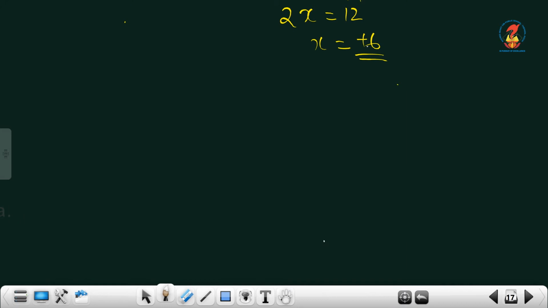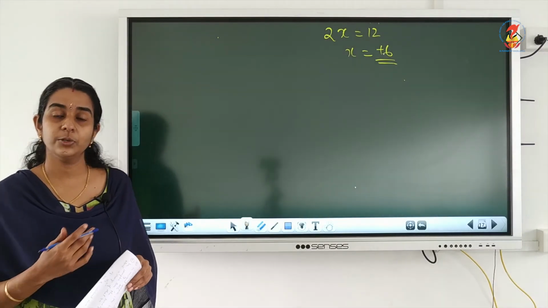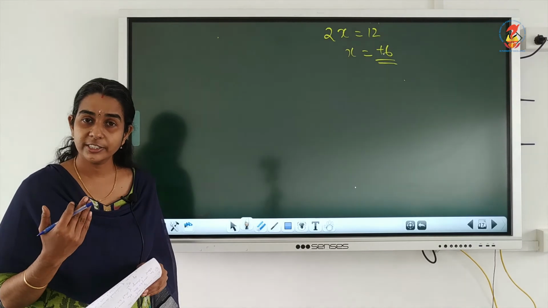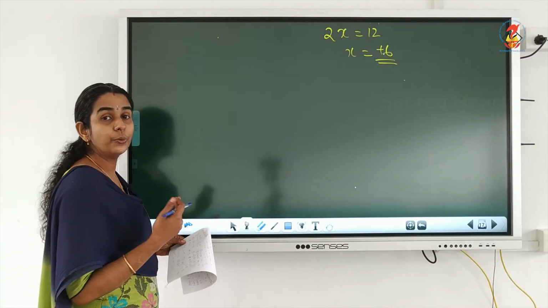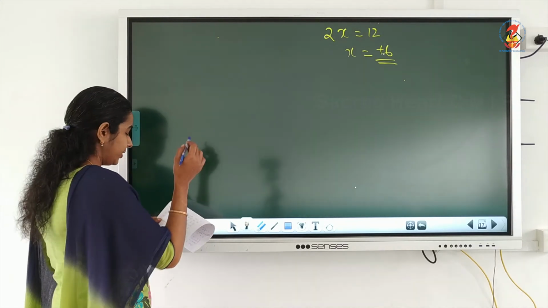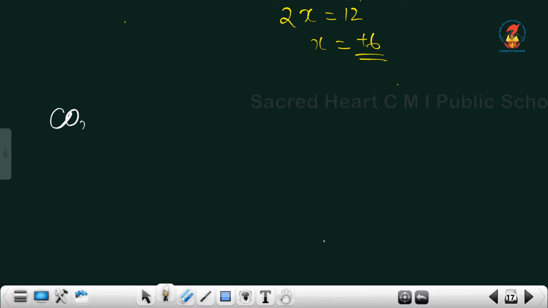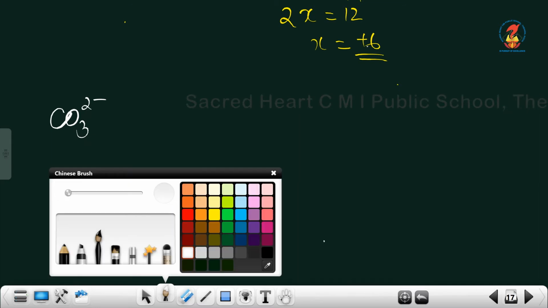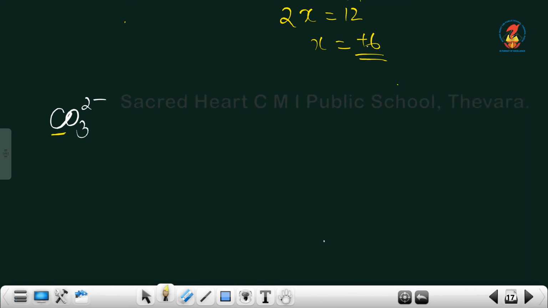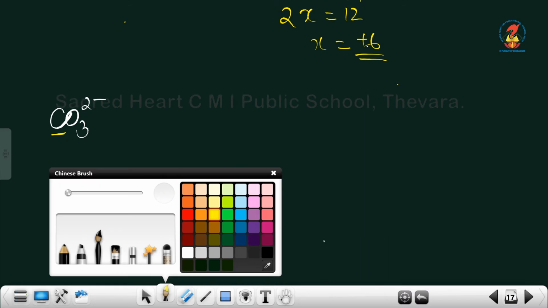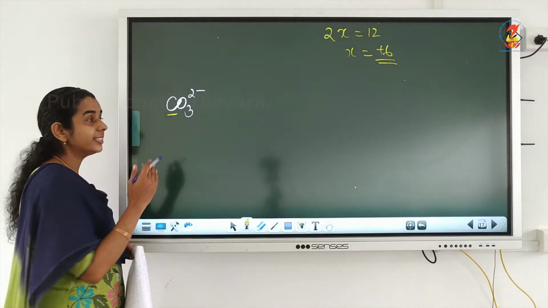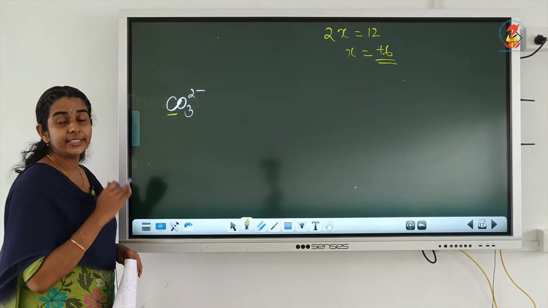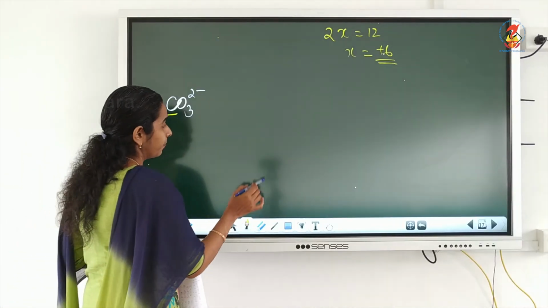Now all these are examples where neutral species are given. So the sum of oxidation states of each element present should be equal to 0. Now we will see a few charged species. For example, CO3 2 minus and the underlined element is carbon. Here the minus 2 is not actually the oxidation state of oxygen, it is the overall charge. The sum is actually minus 2.